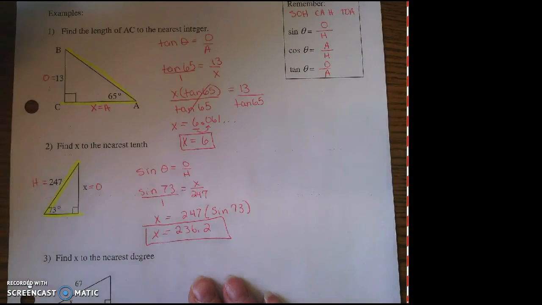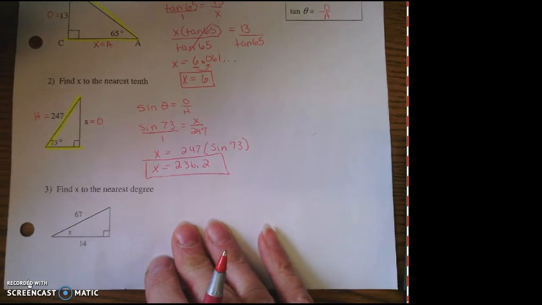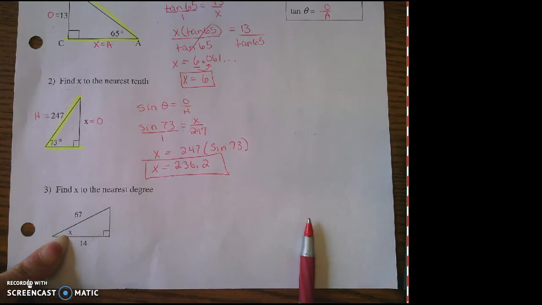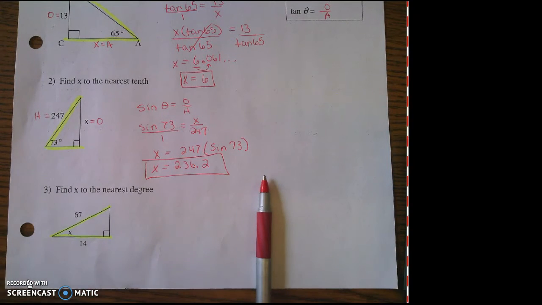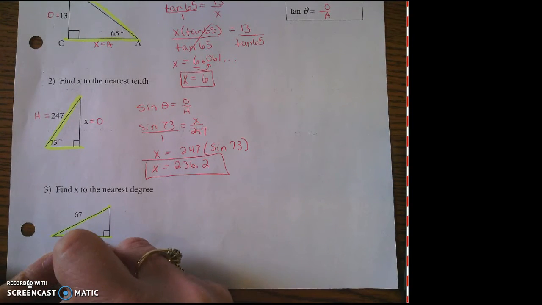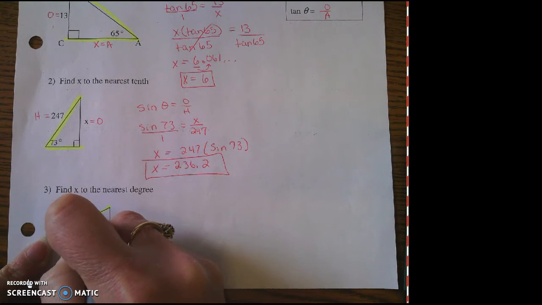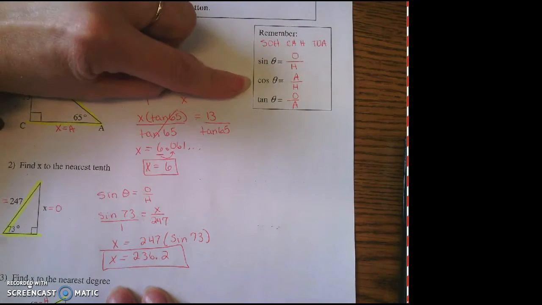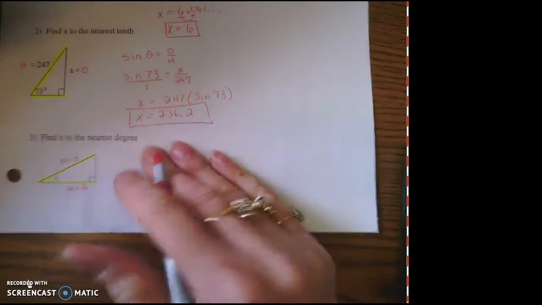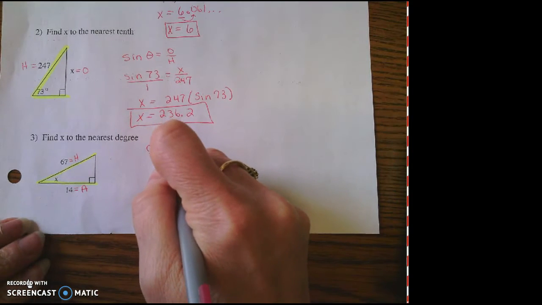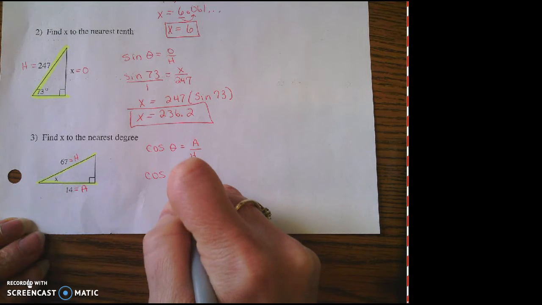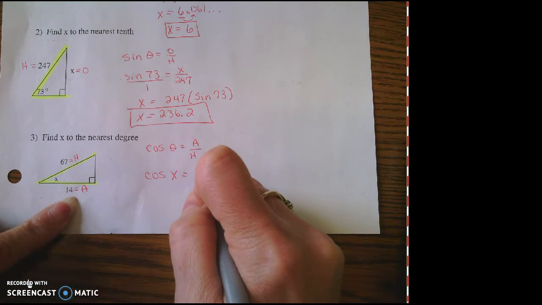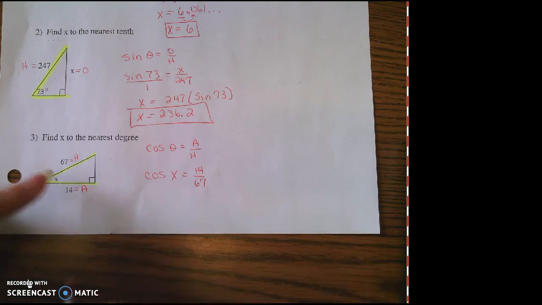All right, number 3. Find x to the nearest degree. So x is now labeled in the problem. I'm going to highlight, this time I'm looking for that angle. So 14 is my adjacent and 67 is my hypotenuse. So the only one that has both adjacent and hypotenuse is cosine. So I'm going to pick cosine. So I know cosine of theta equals adjacent over hypotenuse. Now I'm going to substitute in x is my variable, adjacent is 14, hypotenuse is 67.